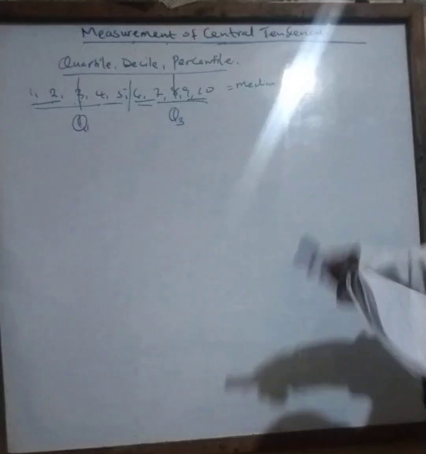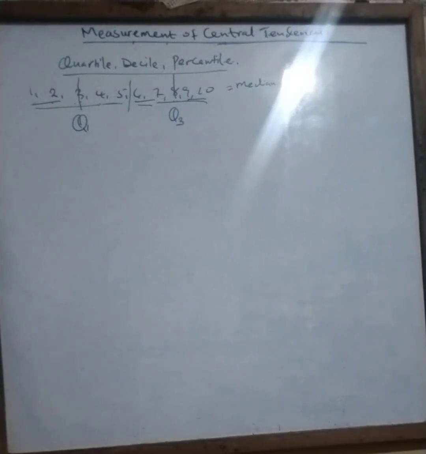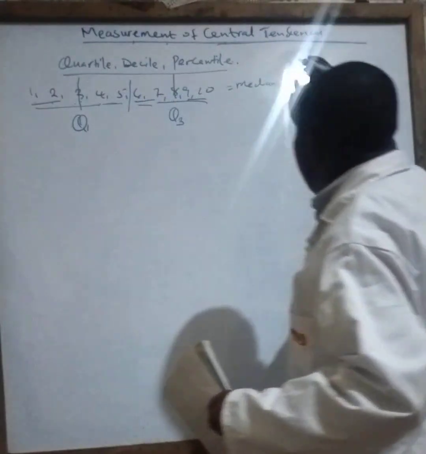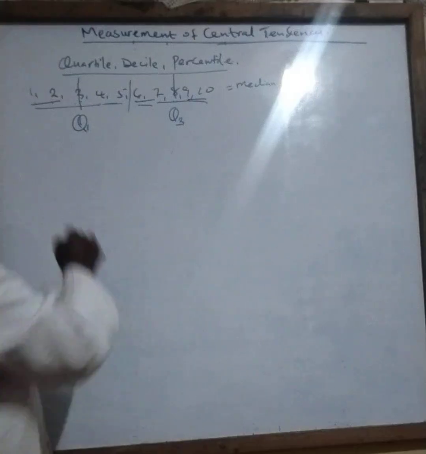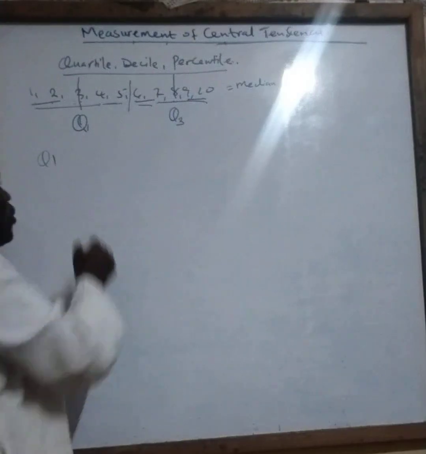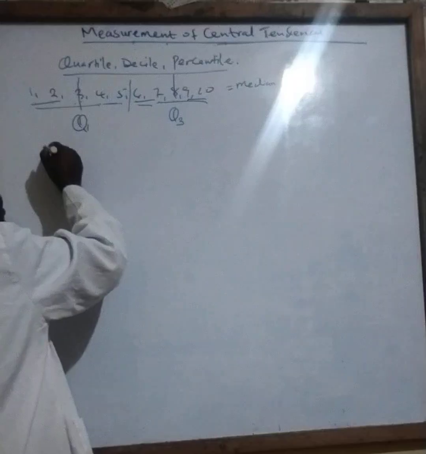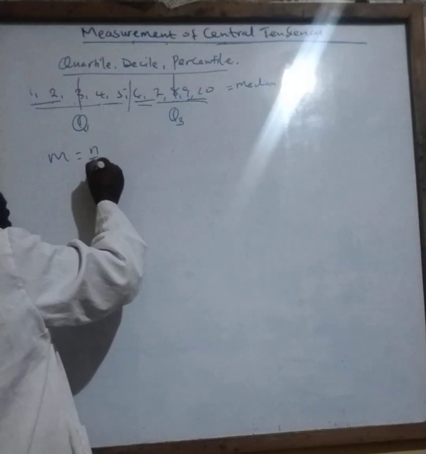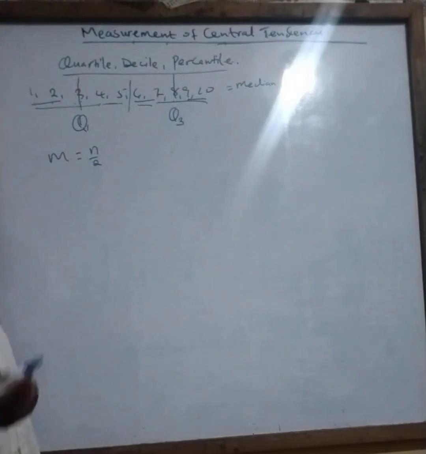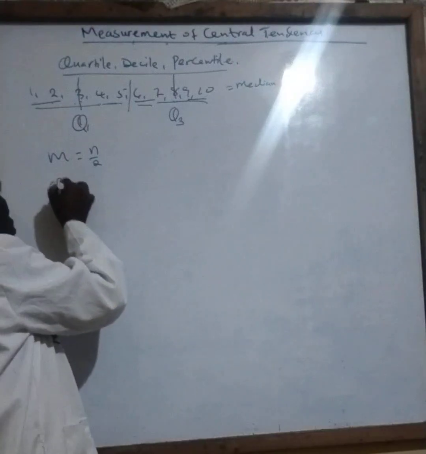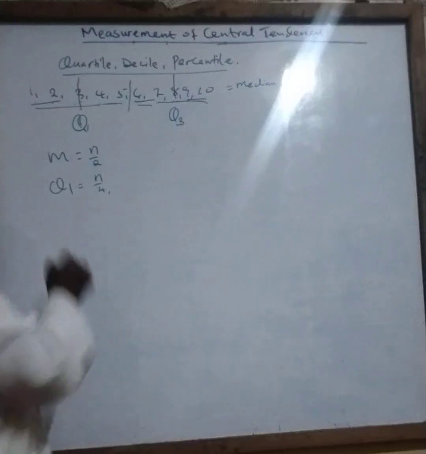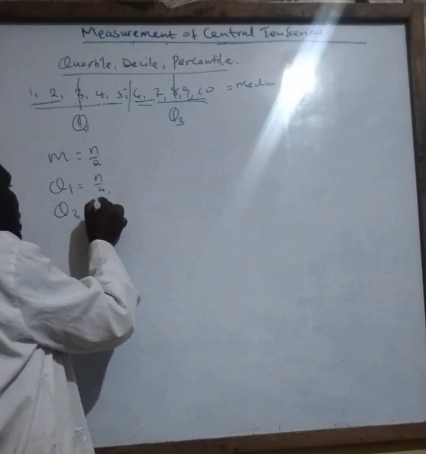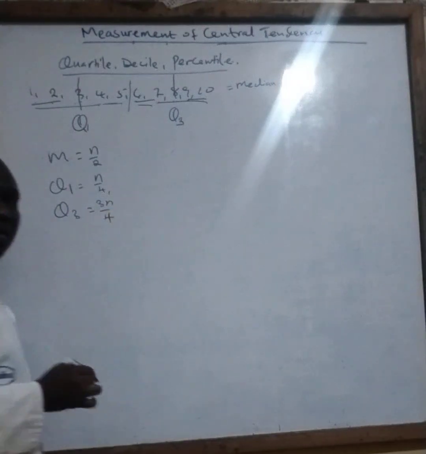Therefore, it is just the same formula used to calculate the median. So in this case, how do we calculate median? Remember, for the median, we were saying n divided by 2, and it will depend on whether it is an even number. But if you take quartile 1, it will be n divided by 4. If it is quartile 3, it will be 3n divided by 4. You can see.